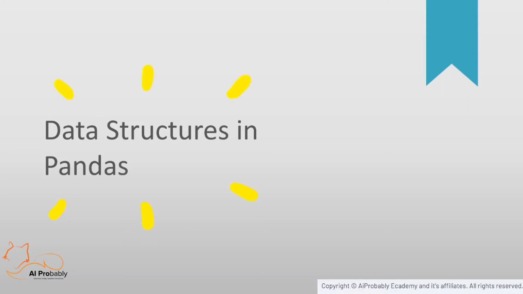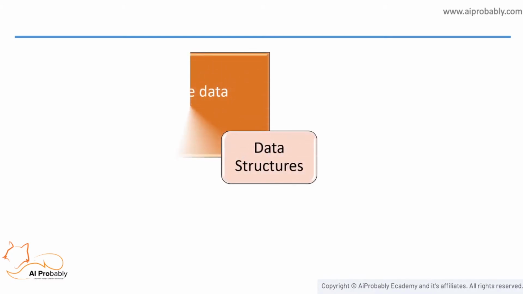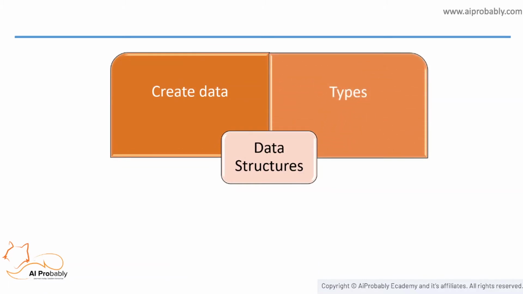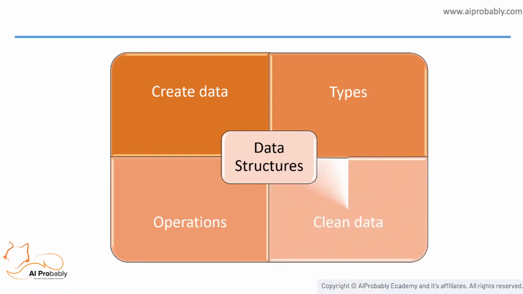Let's now look at data structures in Pandas. Well, a data structure is a method of storing the data so that it can be used efficiently. We can create the data by various processes, being NumPy, Python libraries, and so on. We have 3 types of data structures. Then we have operations on these data structures that can be performed, that are selection, sorting, merging, and so on. The main step and the most important part of all the process is cleaning the data set, which can be done by a few lines of code.